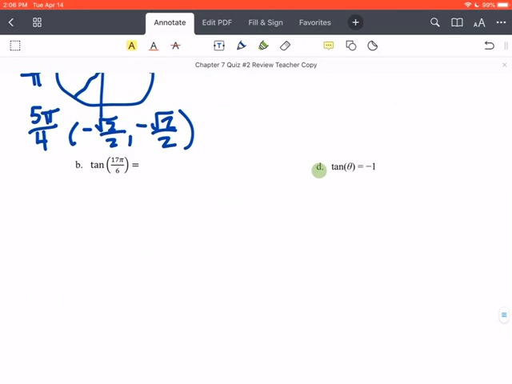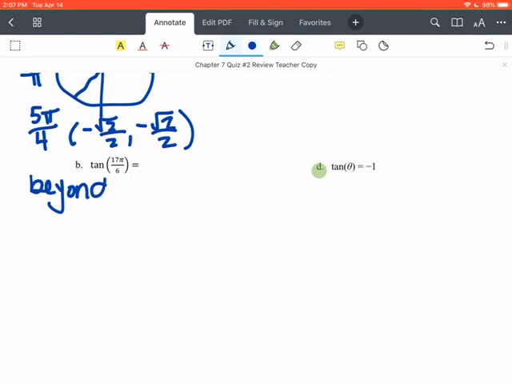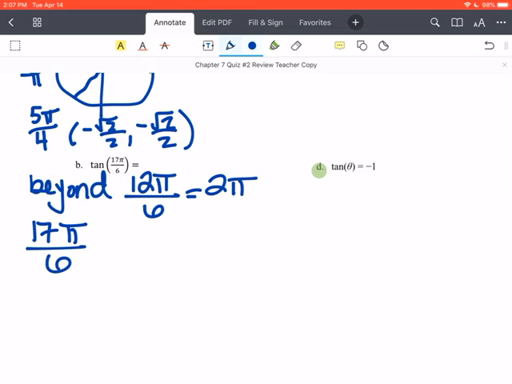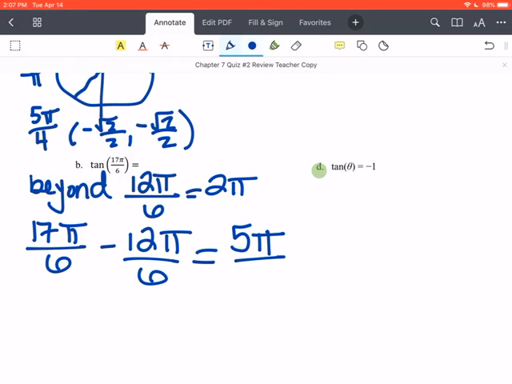Okay, now this was one that I think some of you guys missed on a prior worksheet, so please pay close attention. Okay, we can see on this problem that 17 pi over 6 is beyond 12 pi over 6. And what is 12 pi over 6? That's one lap around the unit circle. That's 2 pi. So if I think about 17 pi over 6 and I subtract 12 pi over 6, which is one lap around the circle, okay, I'm left with 5 pi over 6.